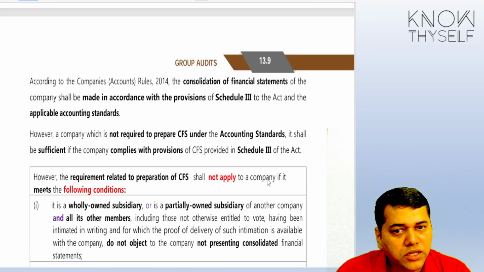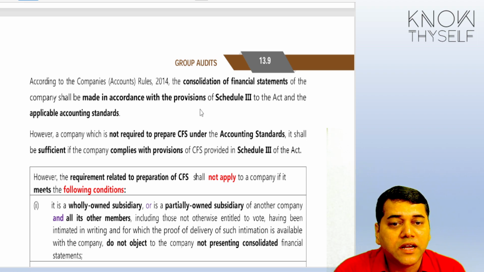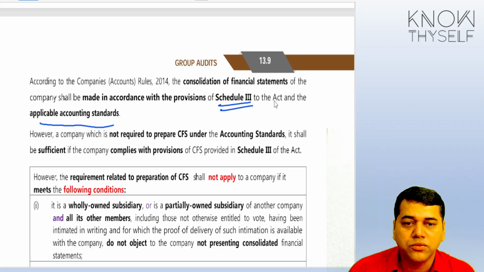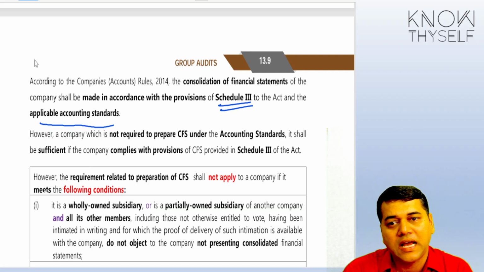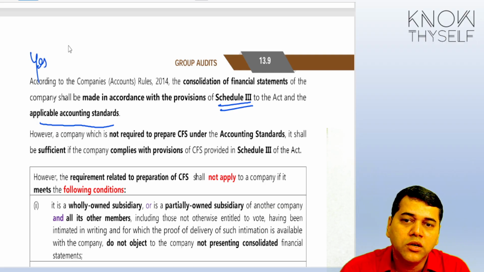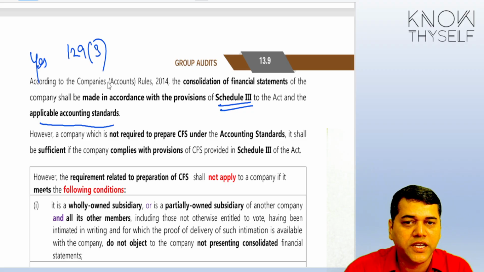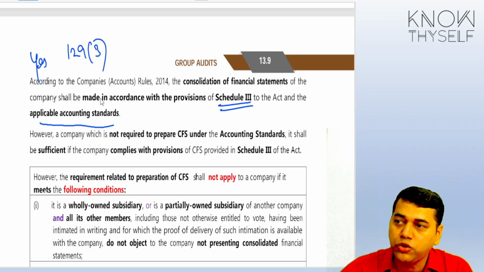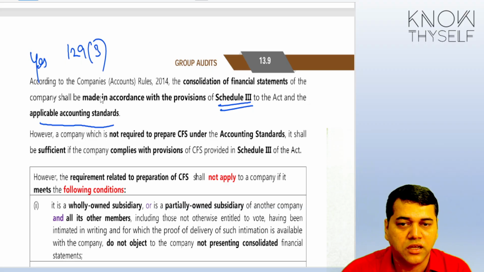Now, according to the company's accounts rules, CFS shall be made according to the provisions of Schedule 3 and the applicable accounting standard. So the first part is clear to you. Is it mandatory? The answer is yes. For whom? Section 129(3) tells us: whoever has a subsidiary and associate. Now, who is your subsidiary or associate? The Companies Act also gives a definition, but they say you should refer to the accounting standard or Ind AS definitions.